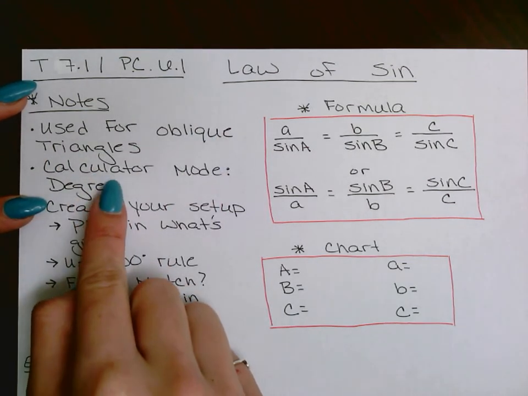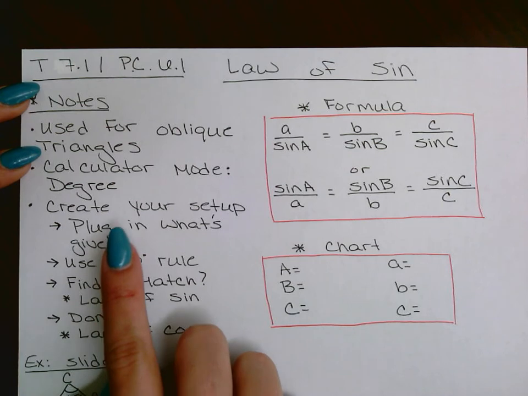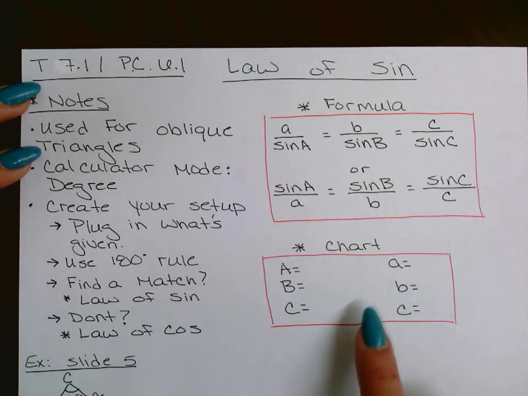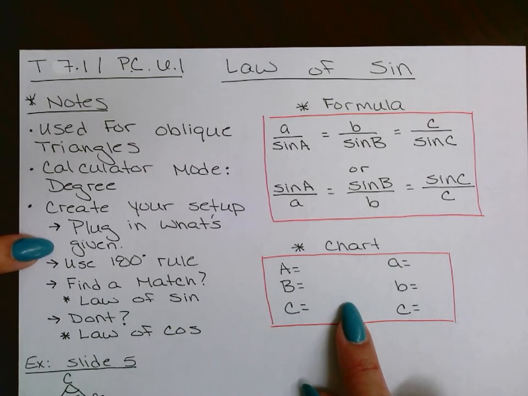Whenever we're solving, our calculator has to be in degree mode. We will be using it often today. And then I want you to be able to create this setup every single time you're solving a question from either of the two sections, whether it be law of sine or law of cosine, okay? So from this chart, you're going to start off by plugging in what is given. They are always going to give you 3 out of the 6, and your job is to find the other 3, okay? Next, you're going to use the 180 rule.